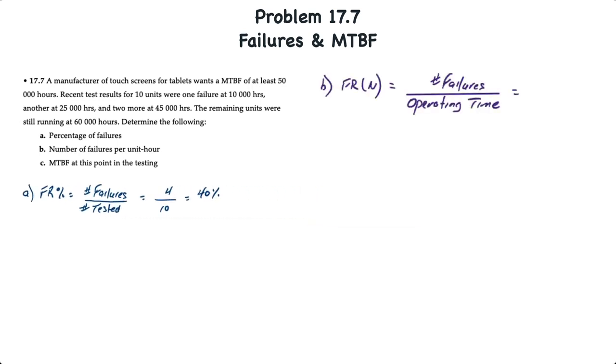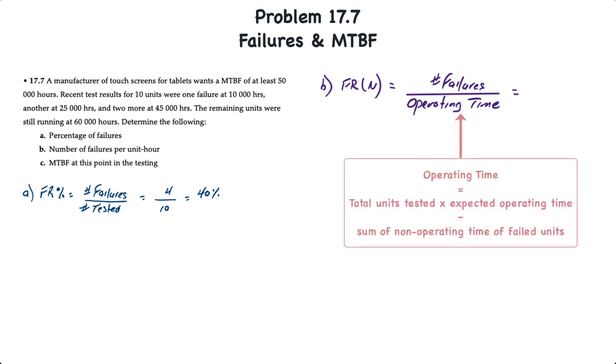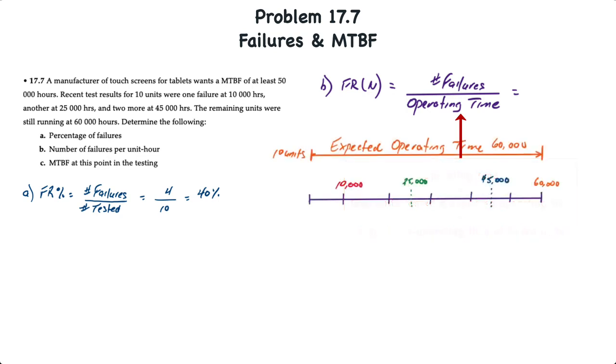For requirement 2, the number of failures per unit hour. This is also known as FRN, and that's equal to the number of failures divided by the operating time. How we go about determining the operating time in the denominator is actually going to be based on the total number of units tested by the 60,000 hour full operating time less the non-operating time of all of the units that failed. With this question, it helps to draw a timeline to see when each unit failed.